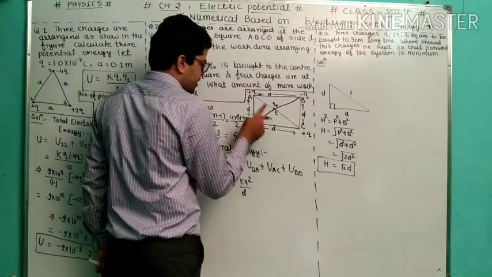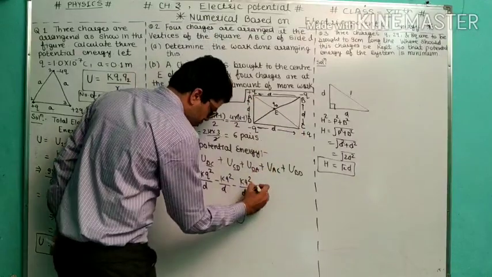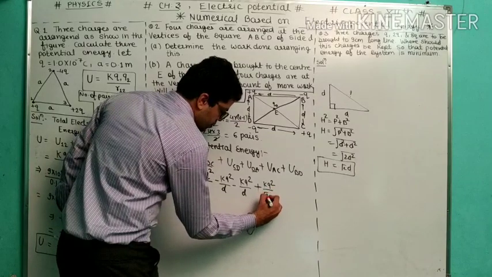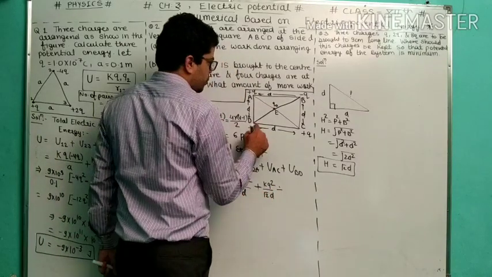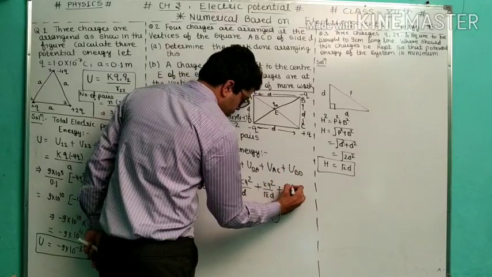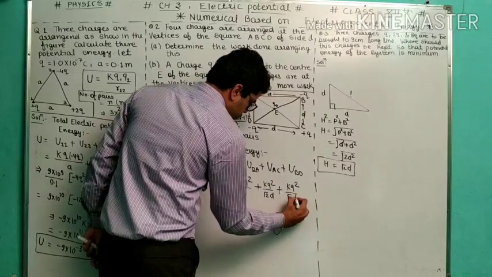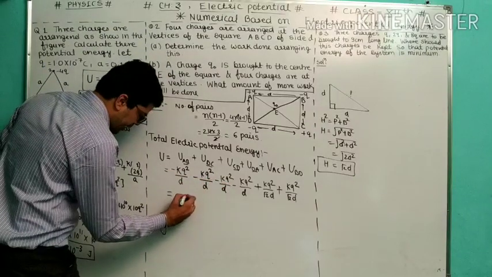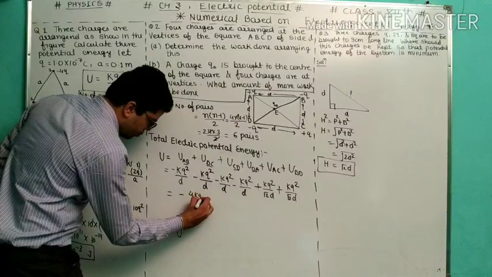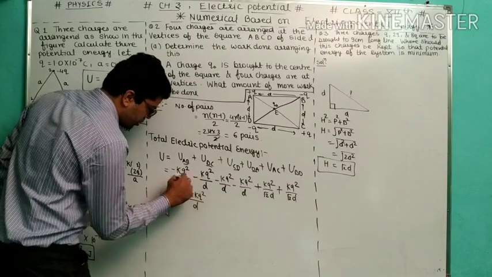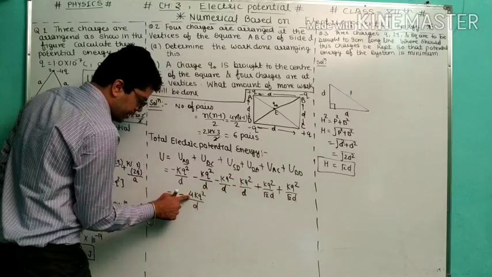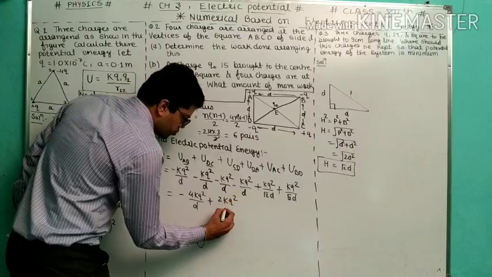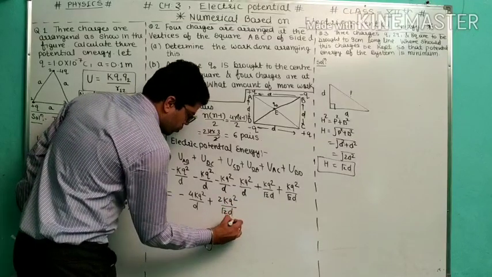So AC means A and C both are positive charges, so positive KQ square upon root 2 D. And here you got again positive KQ square upon root 2 D. So if you are adding, this is negative 4KQ square upon D, this whole four terms: 1, 2, 3 and 4. So 4KQ square upon D, plus 2KQ square upon root 2 D.